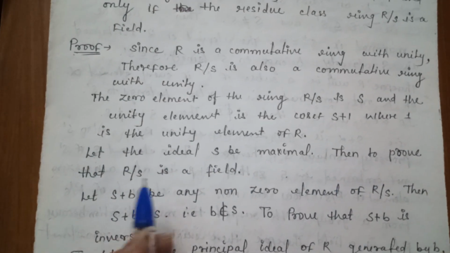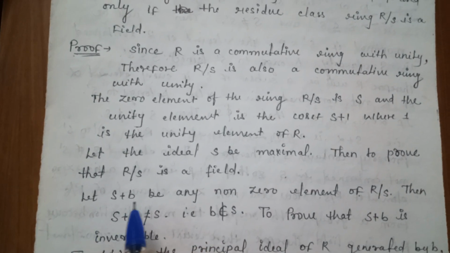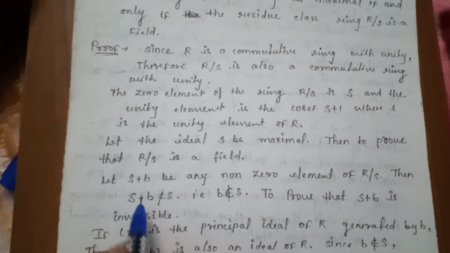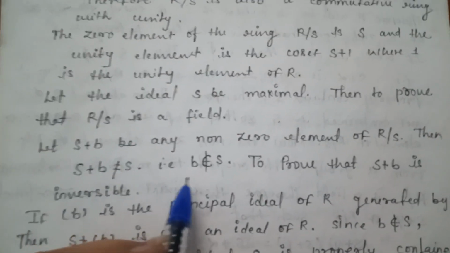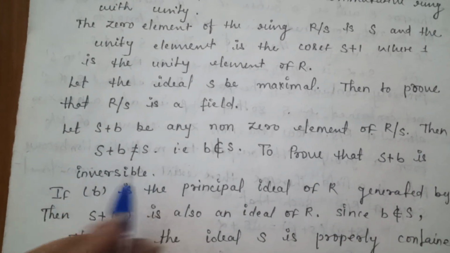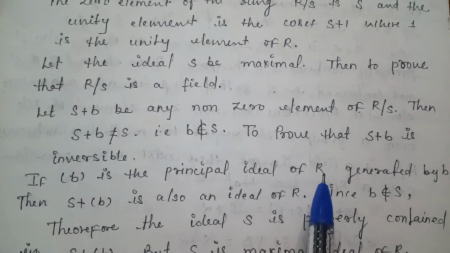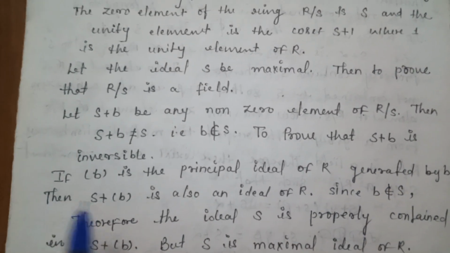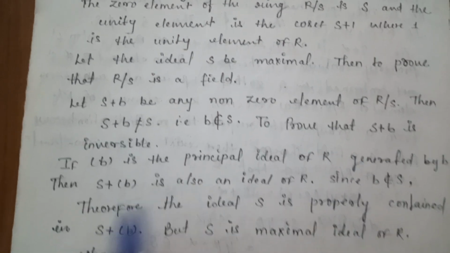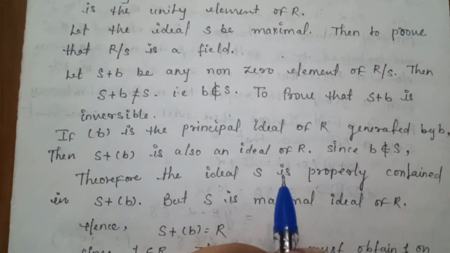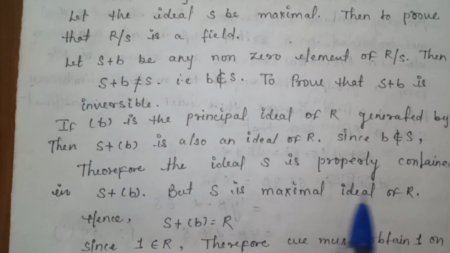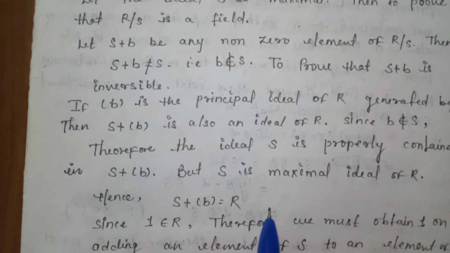To prove that R/S is a field, let S + b be any non-zero element of R/S. Then S + b is not equal to S, that is, b does not belong to S. To prove that S + b is invertible, if B is the principal ideal of R generated by b, then S + B is also an ideal of R. Since b does not belong to S, the ideal S is properly contained in S + B, but S is a maximal ideal of R, hence S + B is equal to R.